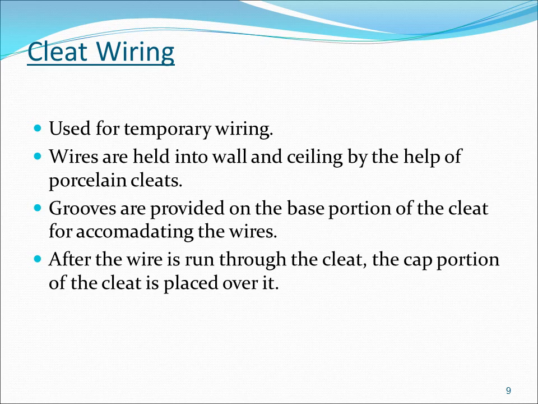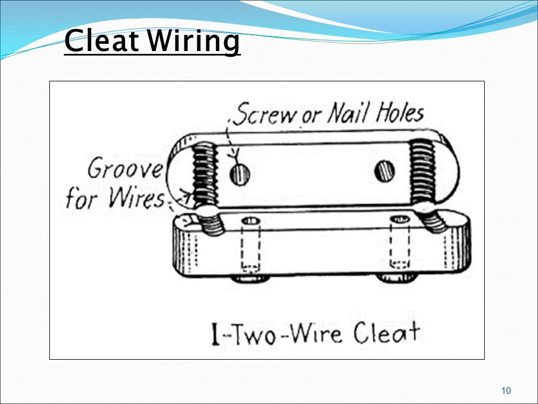So here it is used for temporary. Wires are held onto the wall and ceiling with the help of porcelain cleats. Screws are provided on the base portion of the cleat for accommodating the wires. After the wire is run through the cleat, the cap portion of the cleat is placed over it. Grooves are made for the wires, and the wires are placed in those grooves, and just the cap will be placed on that wooden cleat.